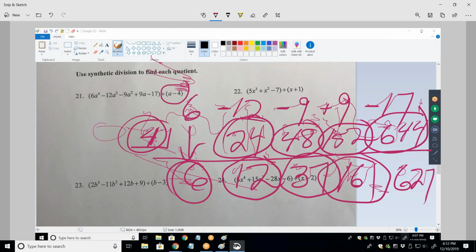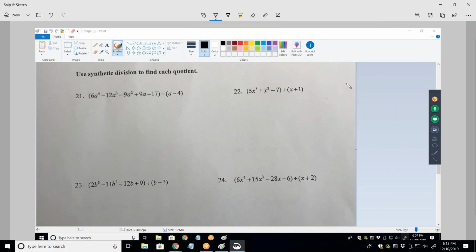Now, that was actually an easy one. Because if you go back to the original problem, I had an a to the fourth, an a to the third, an a squared, an a, and a number. Okay? Yeah. They get a little harder if you're missing a power of x. So, first of all, let's look at 22. What goes in the box? 5. What goes in the box on 22? They still want us to do synthetic division.